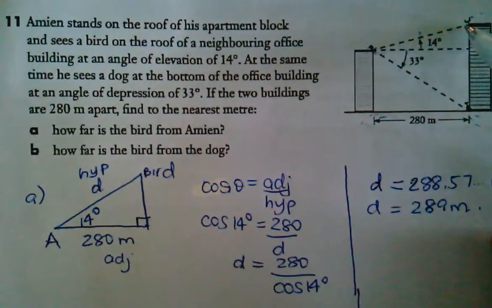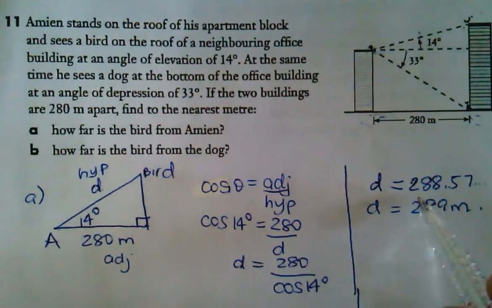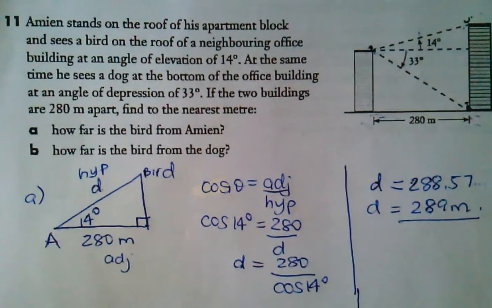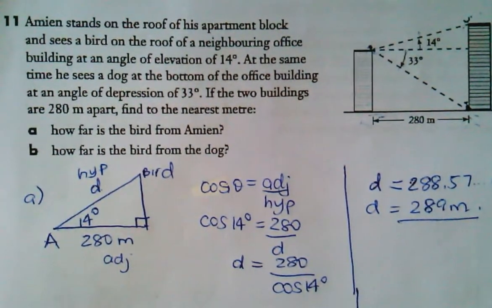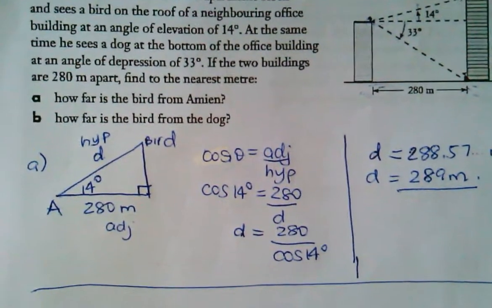Now, I think in part B, when we work out the distance from the dog, I would not be using this rounded answer. I'd be using the 288.57 a bit later when we add it to our part B answer.